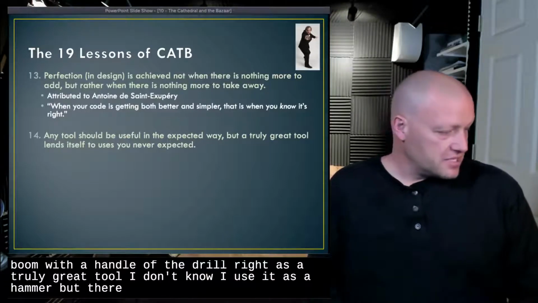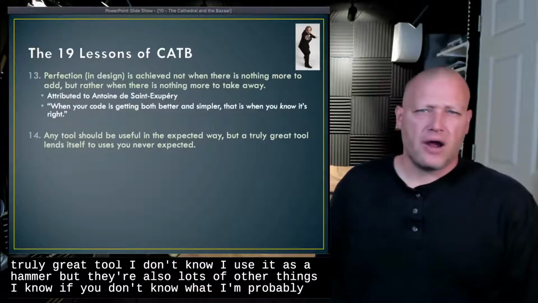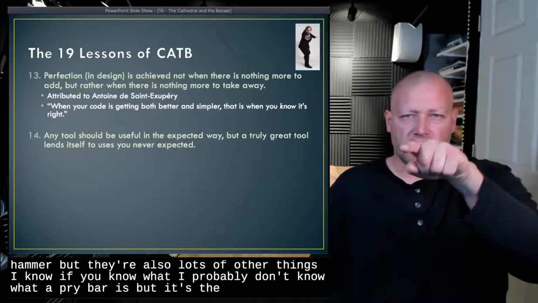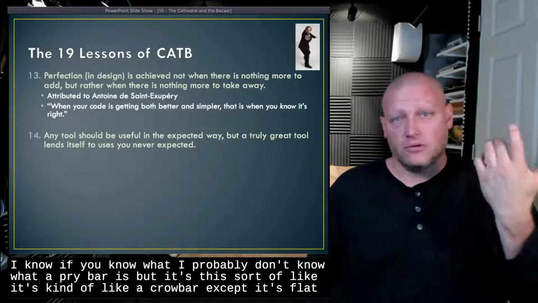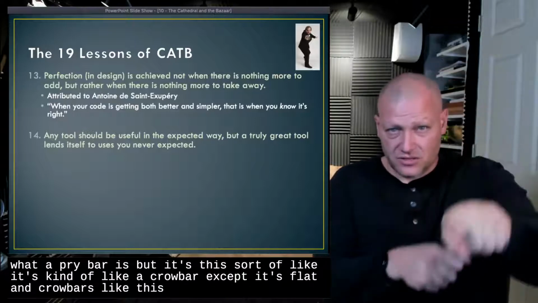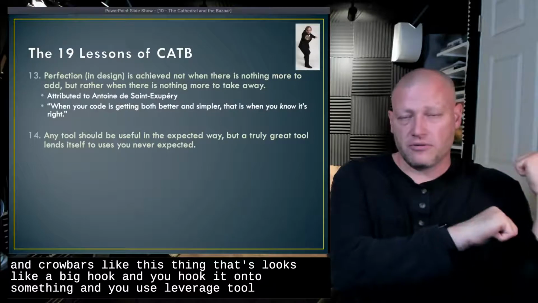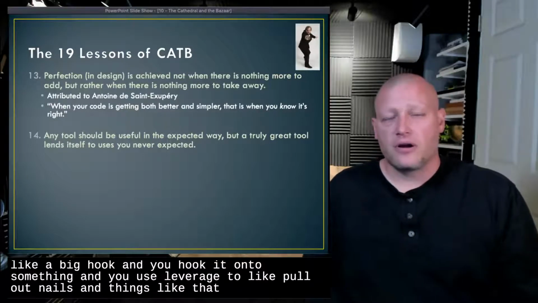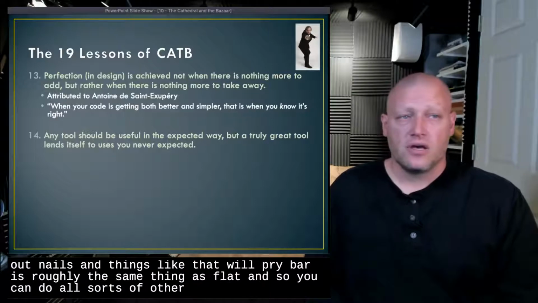But there are also lots of other things. You probably don't know what a pry bar is, but it's kind of like a crowbar, except it's flat. A crowbar looks like a big hook, and you hook it onto something, and then you use leverage to pull out nails and things like that. Well, a pry bar is roughly the same thing, except it's flat, and so you can do all sorts of other stuff with pry bars.